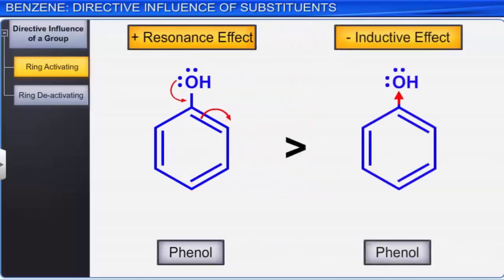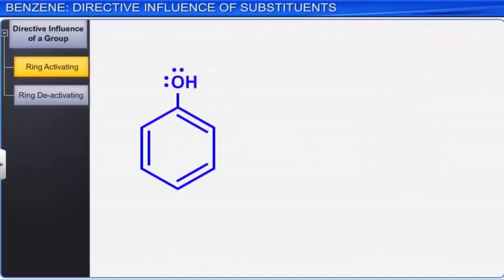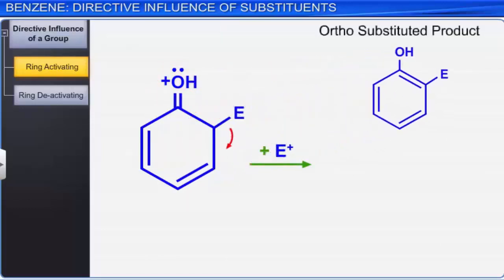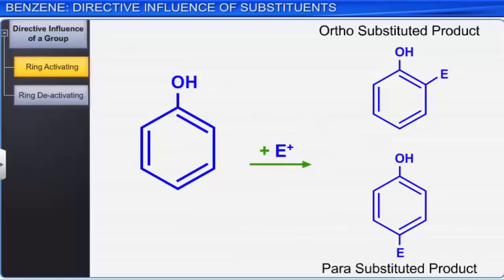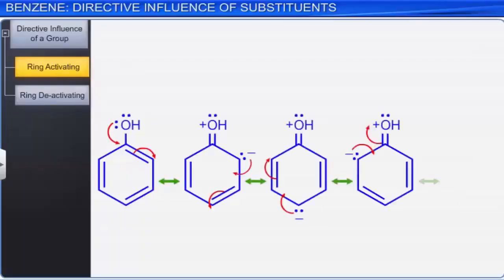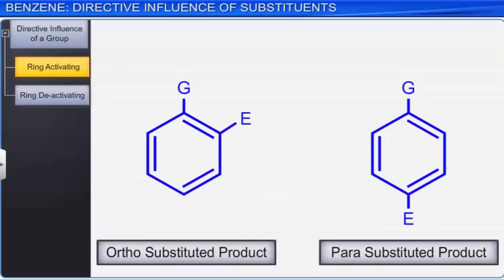Due to the plus resonance effect of hydroxyl group, the ring gets activated and the incoming electrophile is directed to the ortho and para positions. The following resonance structures of phenol show that the electron density is much more concentrated at ortho and para positions than at the meta position. Thus, ring activating groups are said to form ortho and para substituted compounds in major amounts.